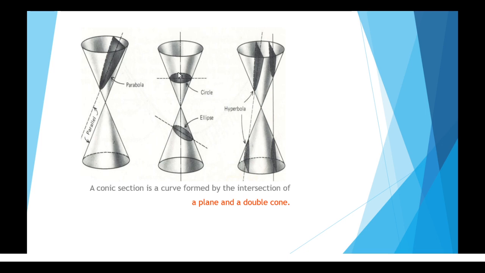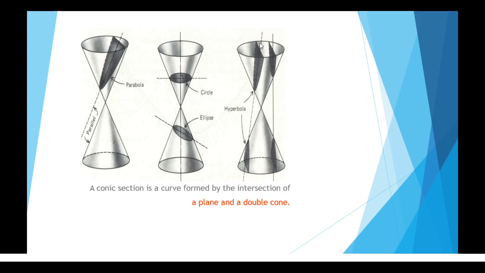Second thing, if I intersect the plane in such a manner that it is perpendicular to the axis, line L, in that case, what figure do I get? I get a circle. If the plane is parallel to the generator, I get a parabola. If the plane is perpendicular to the axis, I get a circle. Getting it?